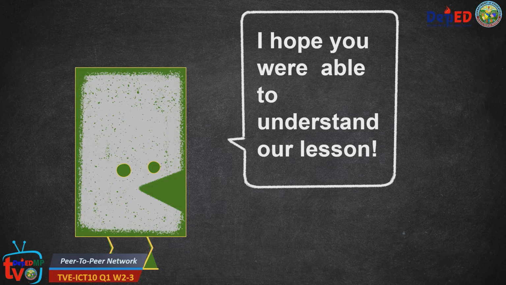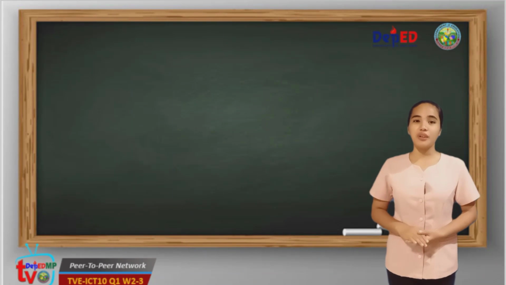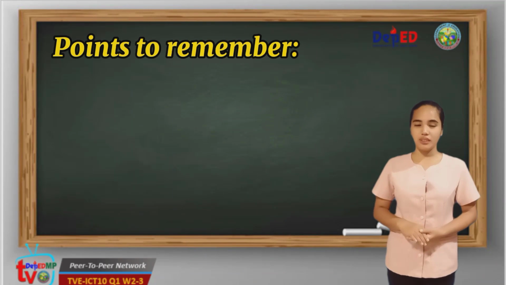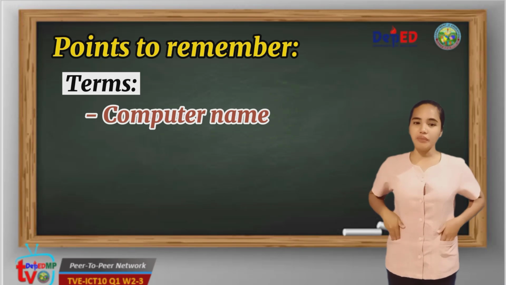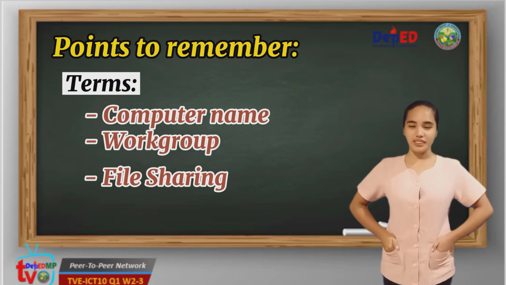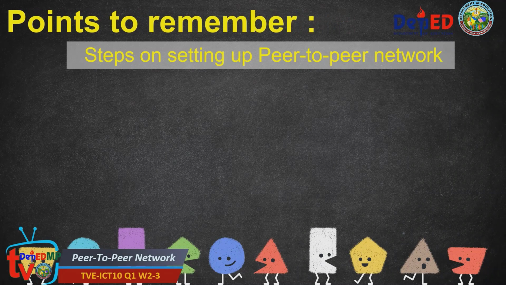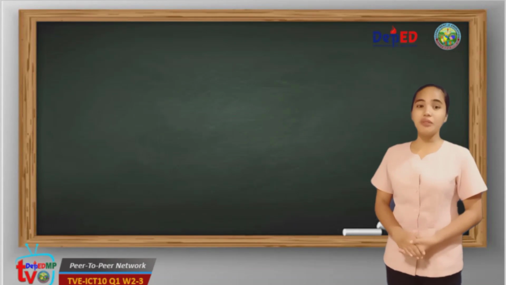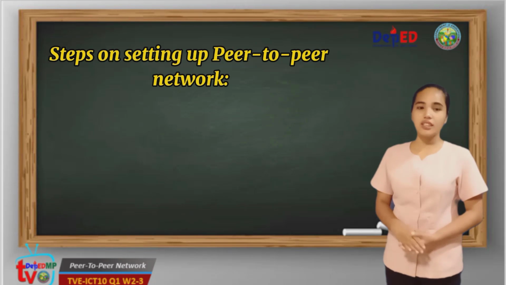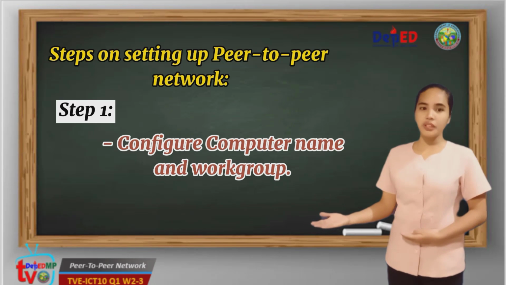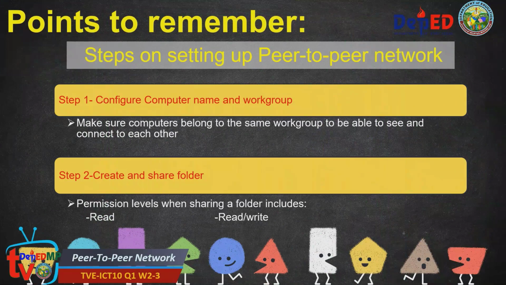I hope you were able to understand our lesson. Before we end our lesson, we have our points to remember. Terms: computer name, workgroup, and file sharing. Steps on setting up a peer-to-peer network. Step 1. Configure computer name and workgroup. Make sure computers belong to the same workgroup to be able to see and connect to each other.